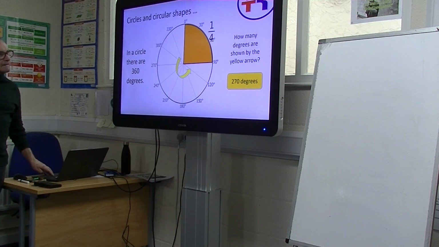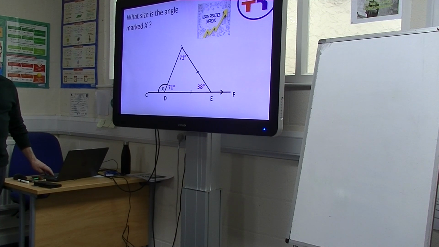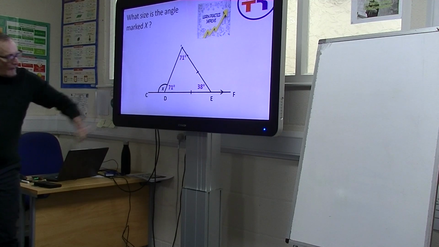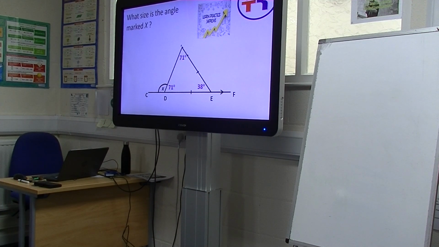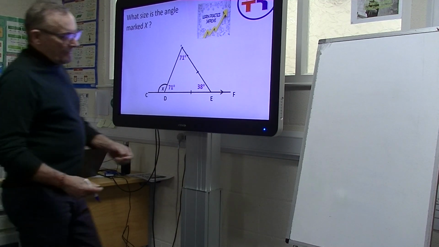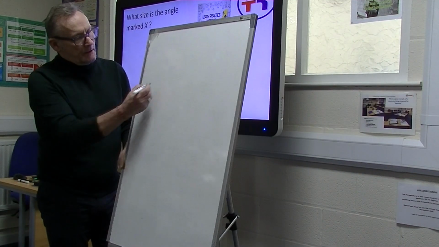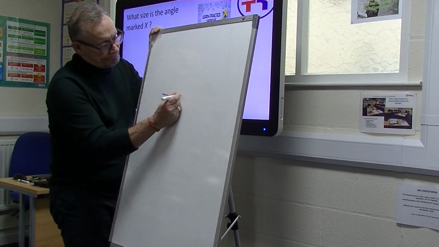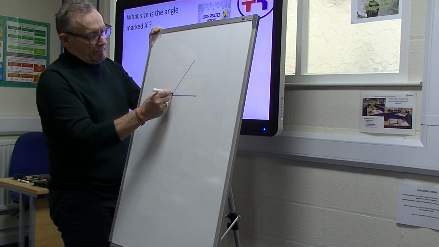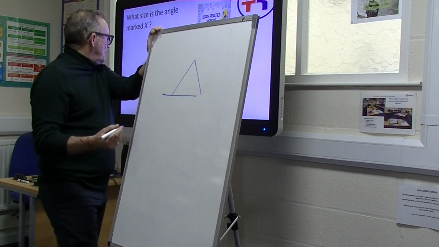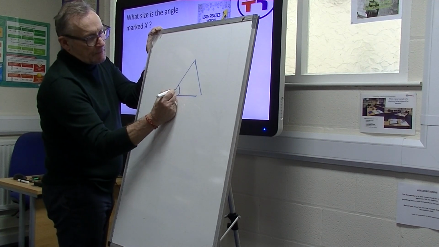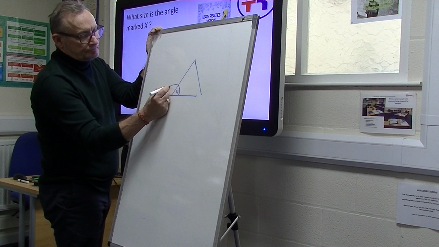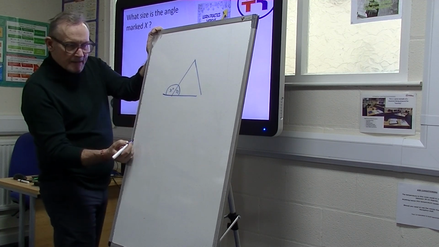So we'll look at a couple of exam style questions then. What is the size of the angle marked X? That angle there. We haven't come across this, have we? So we've got a straight line. We've got that line there, which forms part of a triangle. We've got this one here as 71. We've got that one there as X.